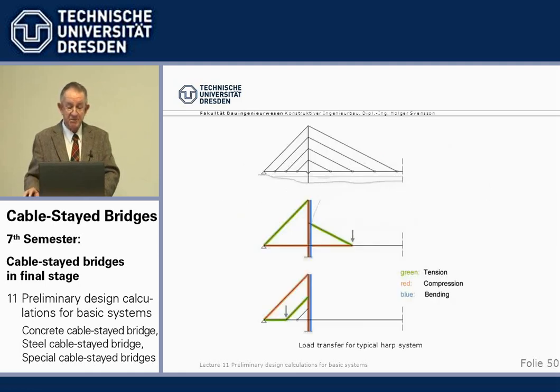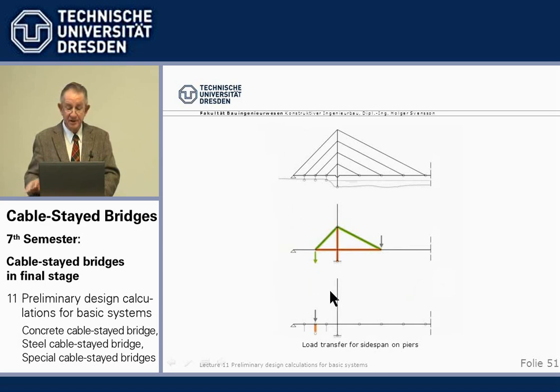If we have a harp arrangement, we have the difference that a force here is transmitted by the tower to the top and bottom. So we have bending in the tower. That's the only difference for a harp against a fan arrangement. We need the bending stiffness of the tower to distribute the cable forces.